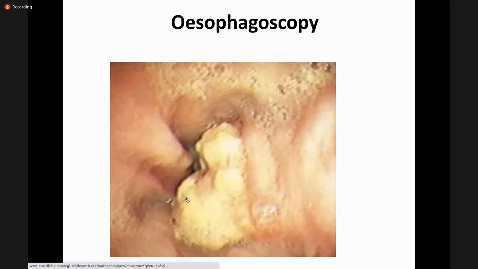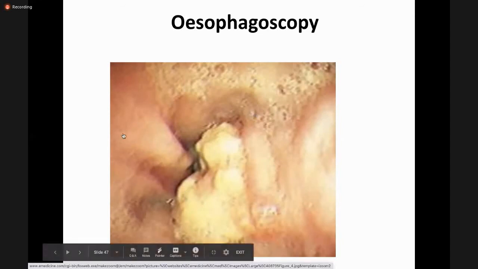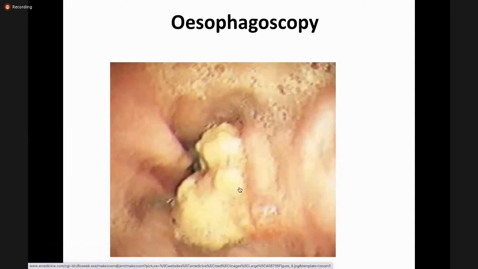So on endoscopy, this tumor can be seen over here. This is the normal esophagus, and over here you can see the tumor. And during endoscopy, you can take a biopsy and send it for histopathology. So it will confirm and establish the diagnosis.